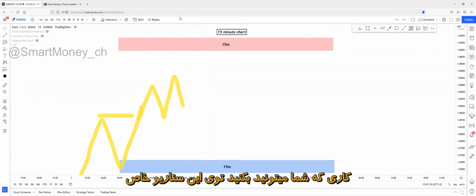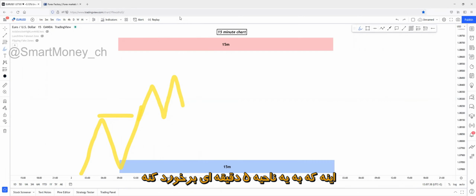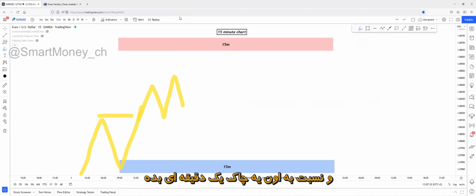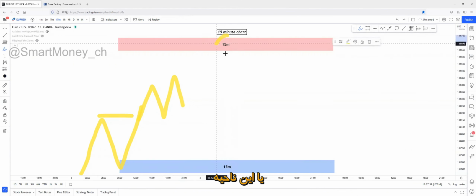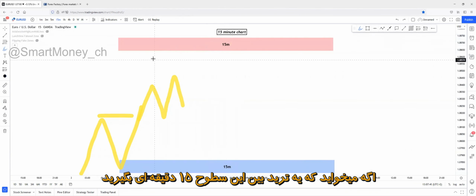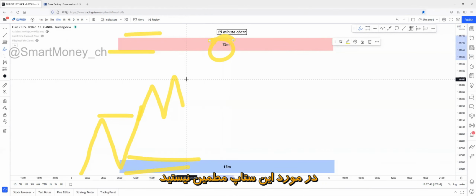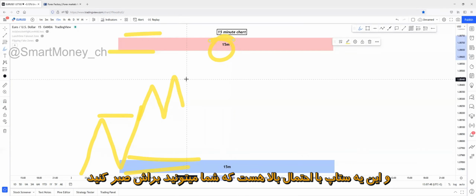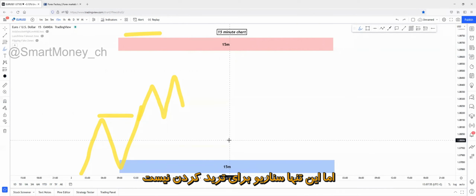The thing you can do in this specific scenario, which is the highest probability setup you can ever take between these 50-minute zones, is a simple 5-minute zone tap and a simple 1-minute change of character based on that 5-minute zone tap. So you don't have to wait for the mitigation of the 50-minute zone if you'd like to take a trade between these zones. Of course, if you are insecure about the setup, the highest probability is to wait for the tap of these 50-minute zones. But that's not the only scenario you can take in this case.